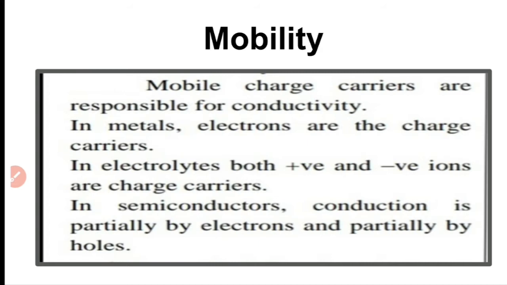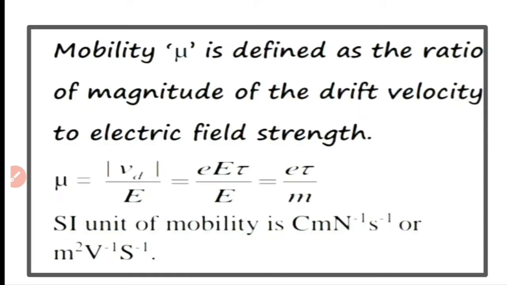With regard to the type of charge carriers, we define a term called mobility. These mobile charge carriers are responsible for conductivity: in metals, electrons; in electrolytes, positive and negative ions; and in semiconductors, holes and free electrons. The mobility, represented by the letter mu, is defined as the ratio of the magnitude of drift velocity to the electric field strength. It is not a vector quantity, it is a scalar quantity. That ratio is termed mobility.